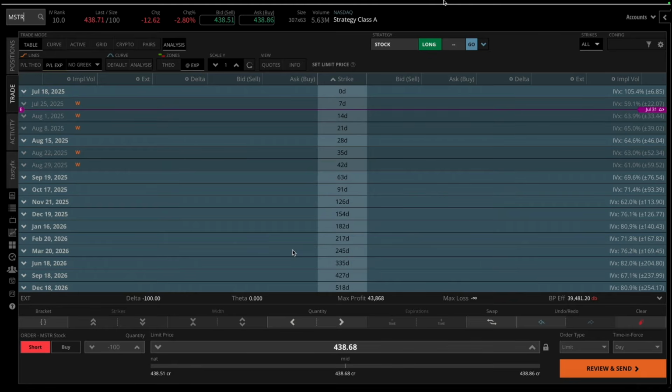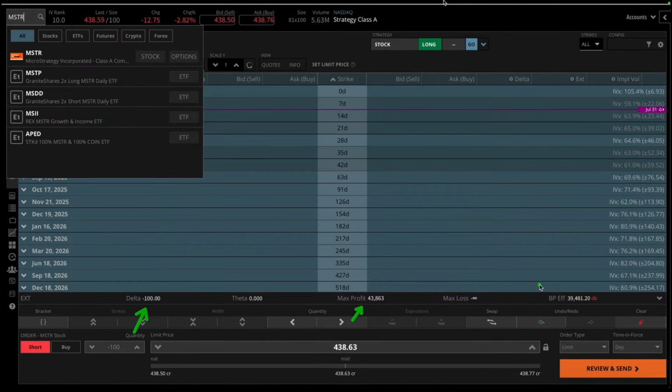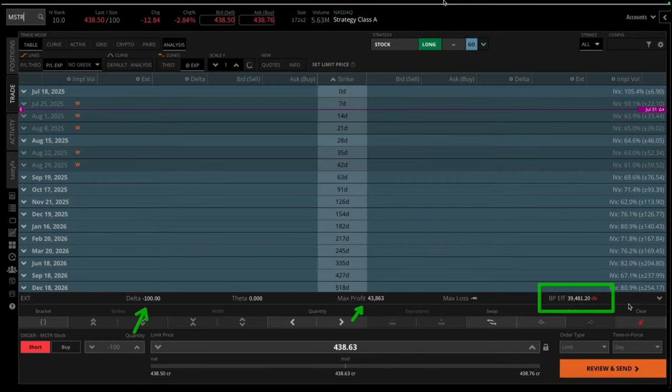Now let's compare this with something a little bit more volatile. I have MSTR populated in the trade tab. And we can see that selling short 100 shares would be a debit of $39,481 in buying power. And now let's compare that with the synthetic short stock using options.